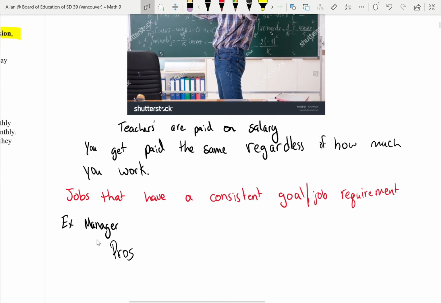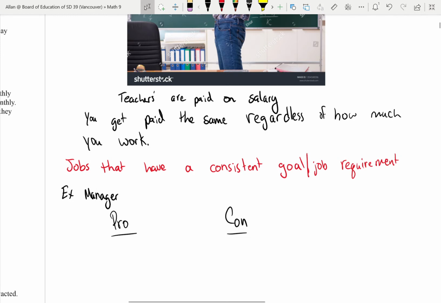With each system of payment, there is a pro list and a con list. So the pro for this one, think about it for a second, but you get paid the same amount. So the biggest pro is if work is easy, or I'll put short as well, you still get paid.